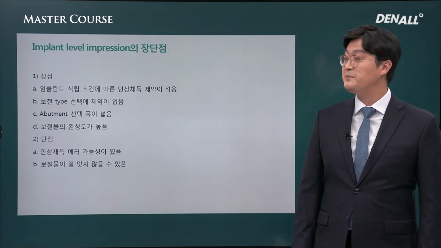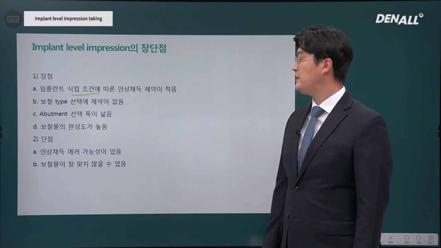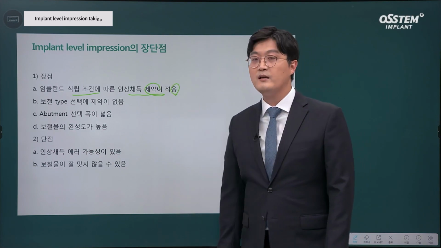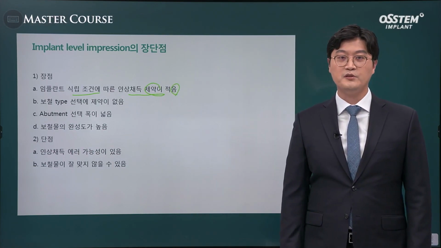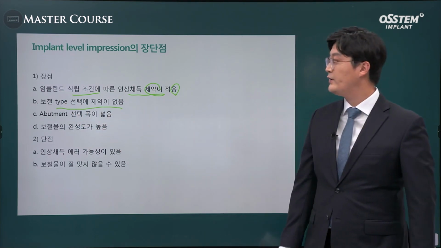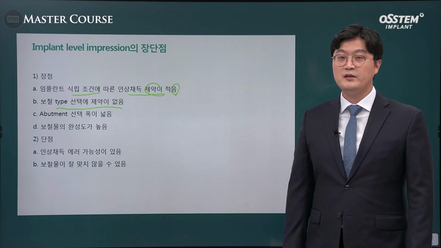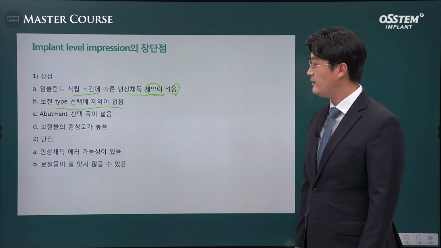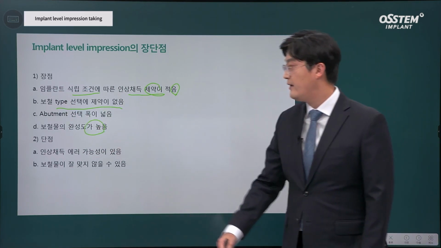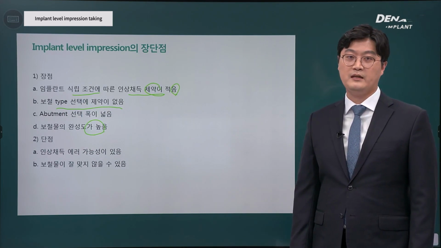Advantages and disadvantages of implant level impression. Advantage: even though an implant is placed with an angulation, impression can be taken without restrictions. Next, an abutment is chosen extraorally on the model. There are no restrictions in choosing prosthetic types, and there is a wider range of abutment choices. So a more complete prosthesis can be made for multi-implant cases. For single implant cases, it doesn't really matter whether it is implant or abutment level impression.